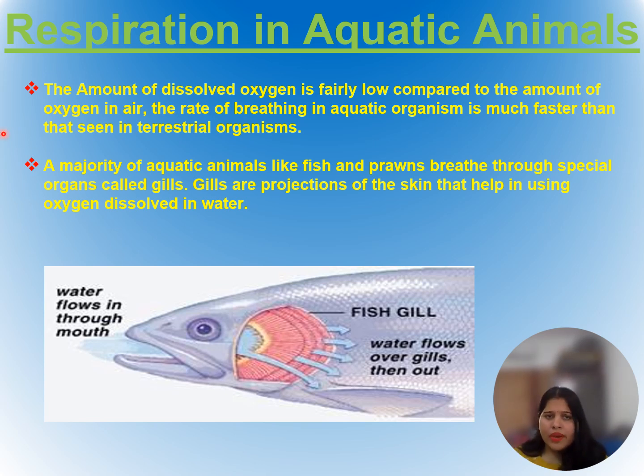Now you have seen that in aquatic animals like fishes and prawns, the breathing process takes place with the help of some special organ. In fishes, the breathing organs are known as gills, and these gills are projections of the skin. With the help of the gills, fishes use the dissolved oxygen in water. You can see water flowing through, and there are the gills, fish gills. These are the organs through which gaseous exchange takes place in aquatic organisms.